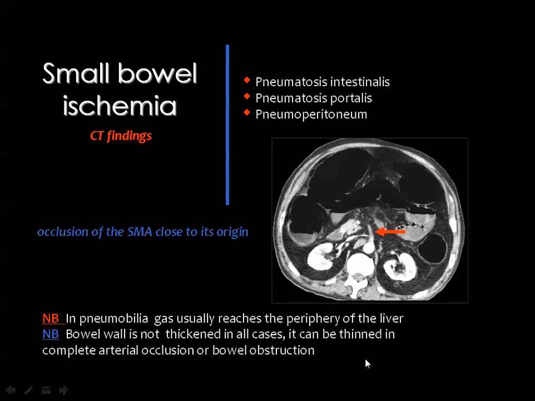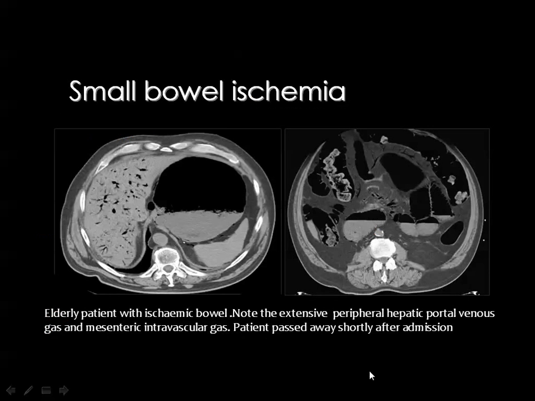The superior mesenteric artery is occluded, and that's why the intestine is dilated, and you see air in the wall of the intestine, indicating that there is some sort of intestinal ischemia. In this case, you can see air in 3 places: pneumatosis intestinalis, air in the wall of the small bowel; pneumatosis portalis, air in the portal venous tracts; and pneumoperitoneum, free air within the peritoneal cavity, and this is usually the sequelae of intestinal obstruction.